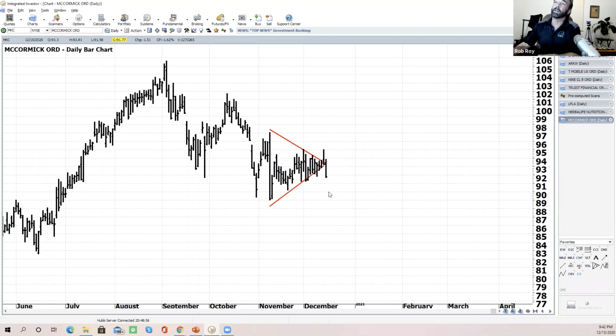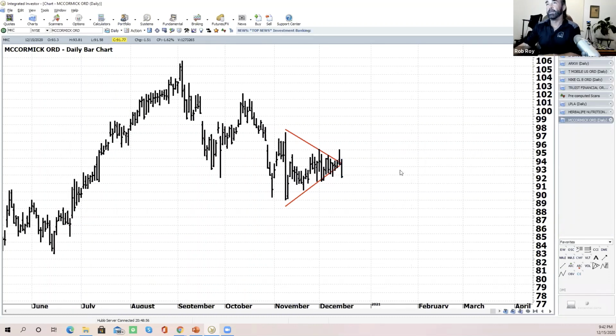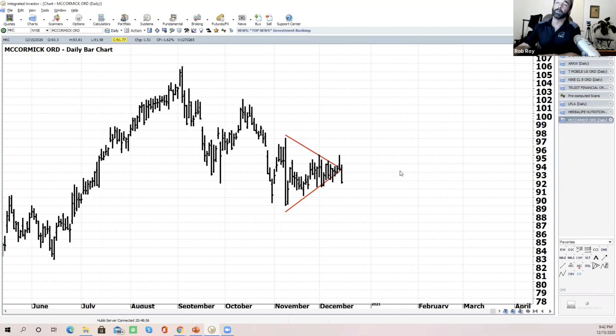One day. Now, the only issue could be a gap down tomorrow. If it gaps down tomorrow, then you have to think, well, maybe I'll miss some of the move and maybe it doesn't make sense. But that's a pretty nice pattern.